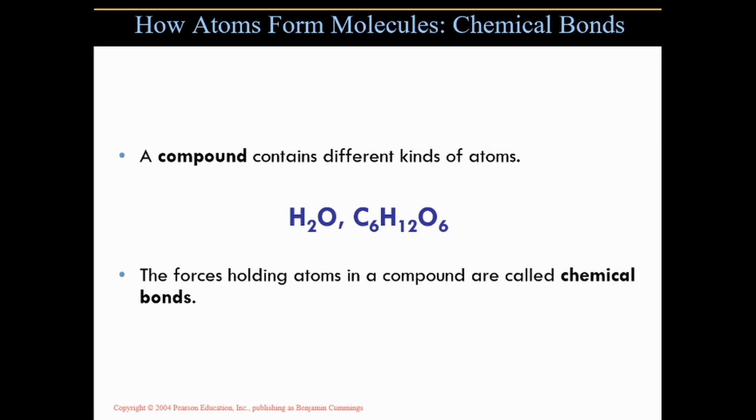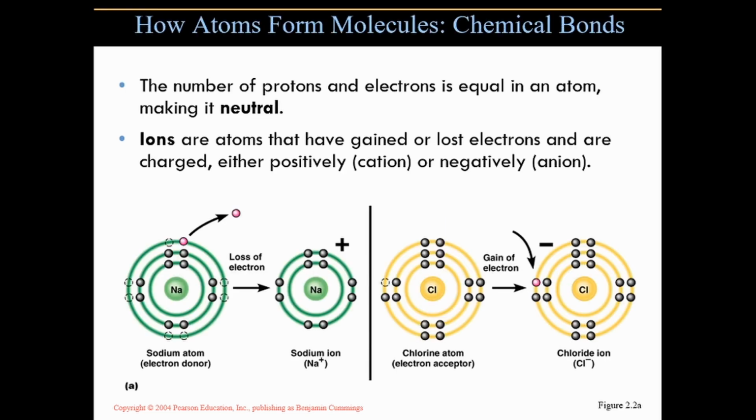A compound contains different kinds of atoms, like water or glucose, the 2 examples I have here, and the forces holding the atoms in a compound are called chemical bonds. These atoms are held together by bonds in which there are interactions between their electrons. The number of protons and electrons is equal in an atom, and if that's the case, then the atom is neutral. But ions are atoms that have either gained or lost electrons, and we call them cations or anions.